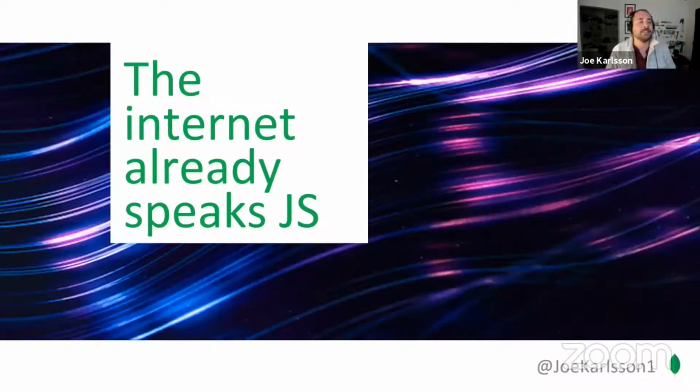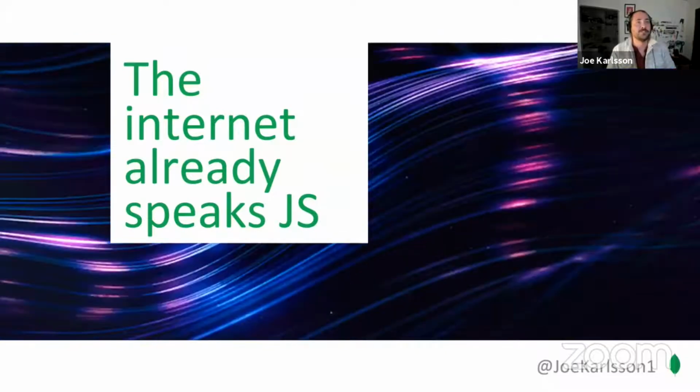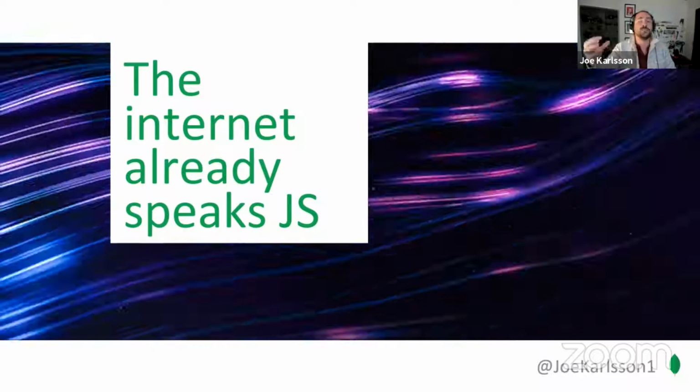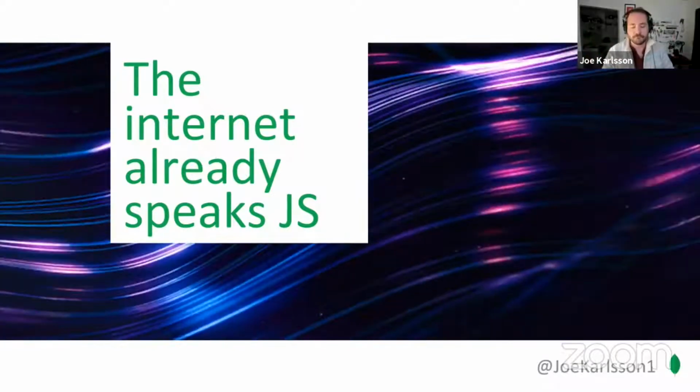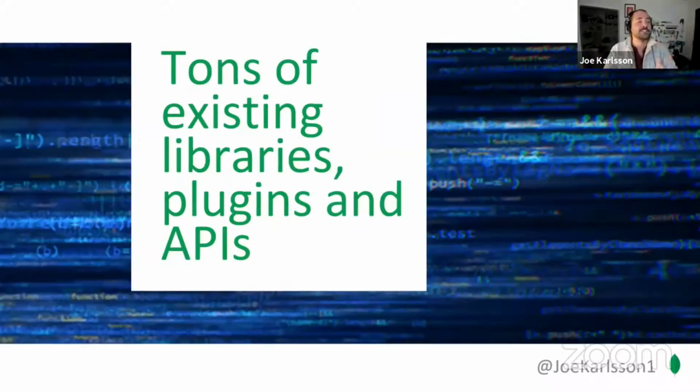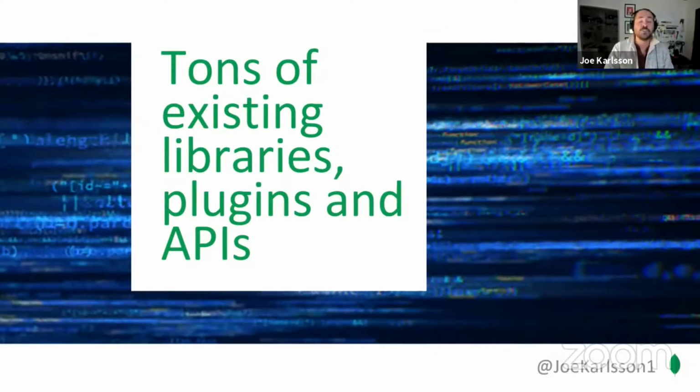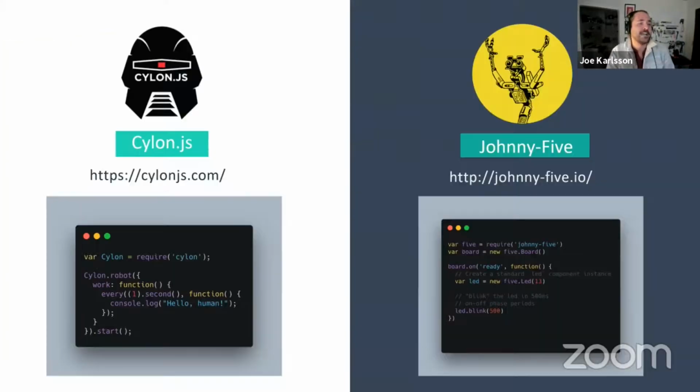This is like personal opinion, but we're already using JavaScript to speak the web. And I think it's interesting to explore that by pushing that to a new component, which is IoT and hardware. And you may have known this, but there are tons of existing libraries, APIs, and plugins for Node.js and JavaScript developers. The two biggest today are Cylon.js and Johnny-Five. Those are two hello world functions written for each of them. I built my IoT kitty litter box using Johnny-Five, which we'll be exploring more in depth in just a second.